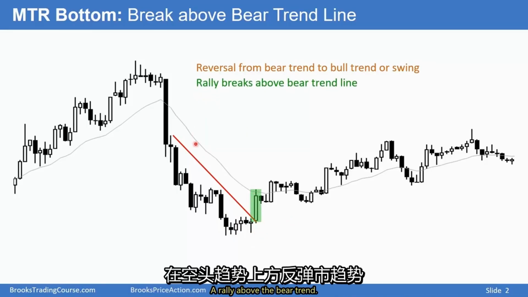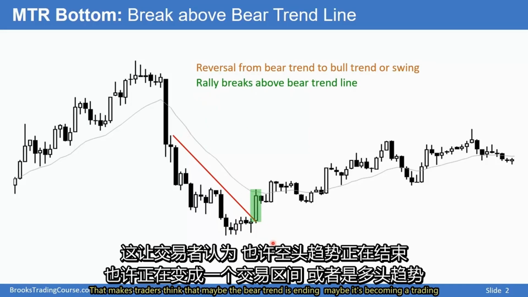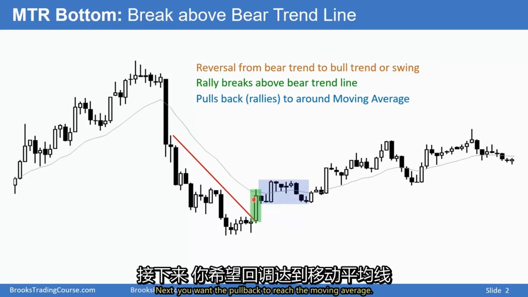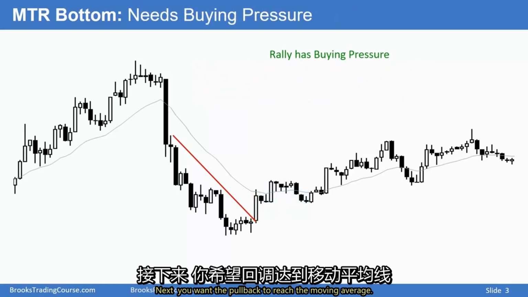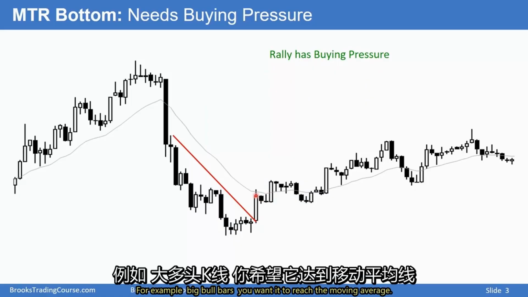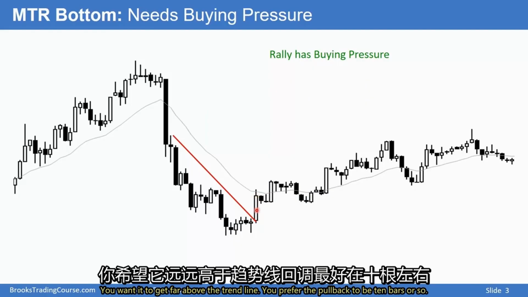A rally above the bear trend. That makes traders think that maybe the bear trend is ending, maybe it's becoming a trading range, or a bull trend. Next, you want the pullback to reach the moving average. You want the rally to have signs of buying pressure. For example, big bull bars. You want it to reach the moving average. You want it to get far above the trend line.